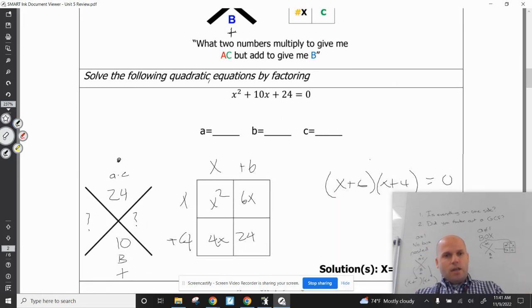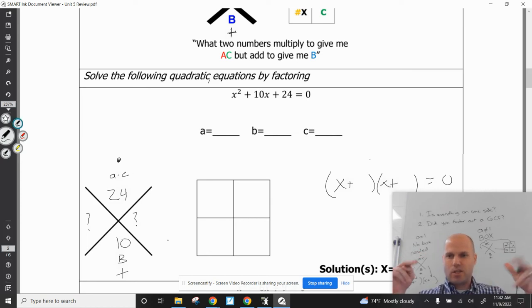Okay, now the easy way to do this, guys, is to list off your factors of your big number, the A times C number. It's not necessarily the bigger number. It's just like that top number is the most important, 24, the A times C. Let's focus on that, okay?